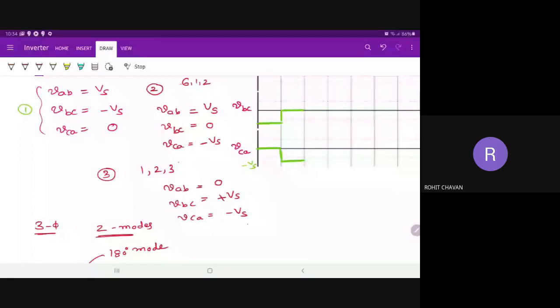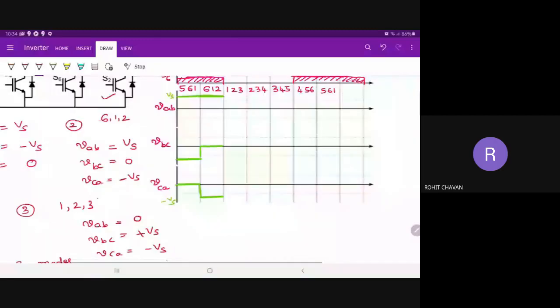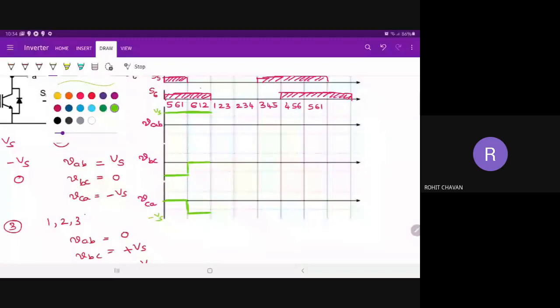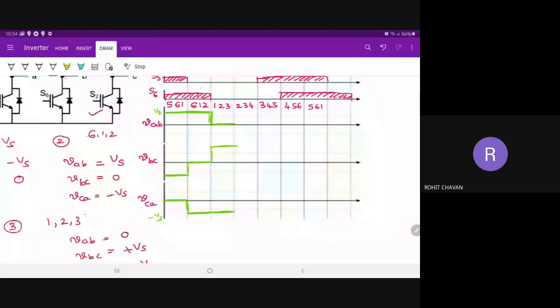So VAB is 0, it is plus VS, and this is minus VS. So now this has reached 0, and this is plus VS, and this is continuing the same, so that is minus VS. Right. So now you can estimate this waveform.